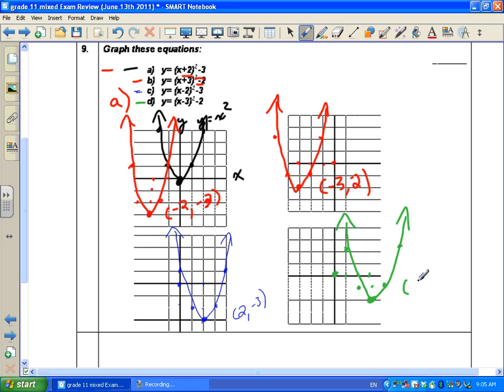This vertex is at positive 3, negative 2. So the actual parabola hasn't been stretched or compressed at all. All it is, the vertex is moved 4 different ways.